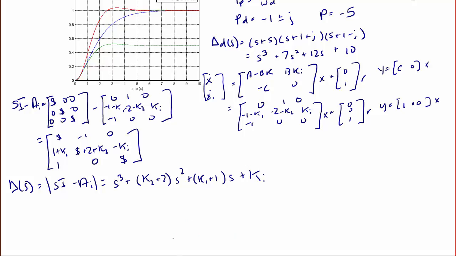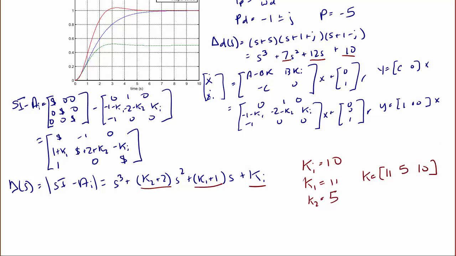As we've done before, we equate coefficients and we find here that Ki is equal to 10, K1 plus 1 is equal to 12, so K1 equals 11, and K2 plus 2 equals 7, so K2 equals 5. So the K matrix is 11, 5, 10.